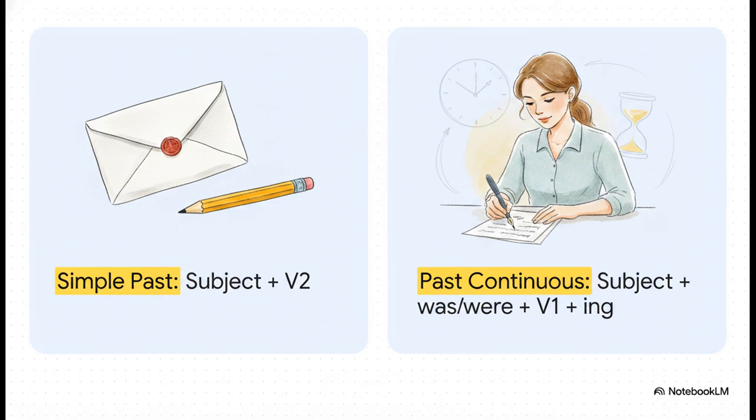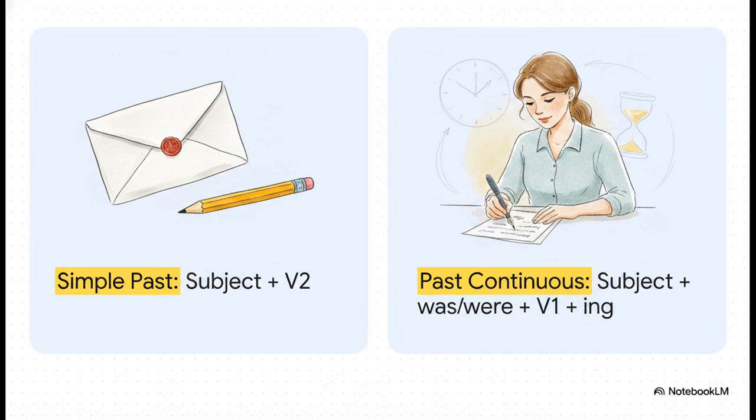First up, let's compare a completely finished past habit against an action going on at some specific time in the past. The simple past is beautifully clean. Subject plus V2. She wrote a letter. Bam, it's done, completed. But the past continuous equation requires a few more pieces to show that ongoing past action. Subject plus was or were plus V1 plus ing.